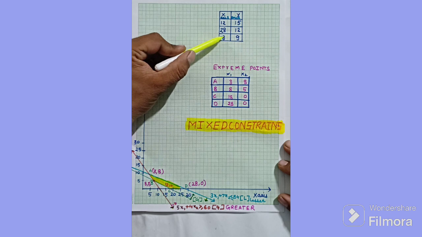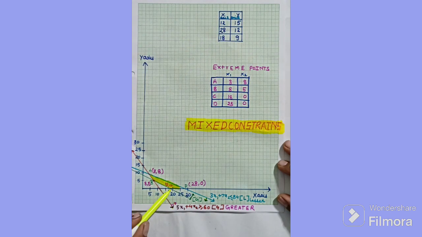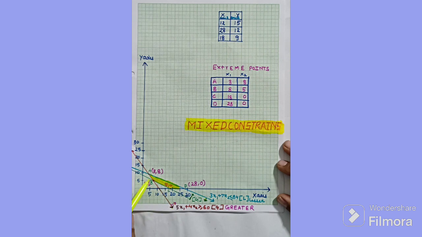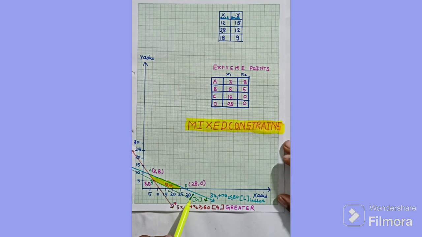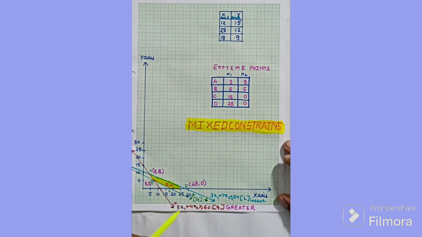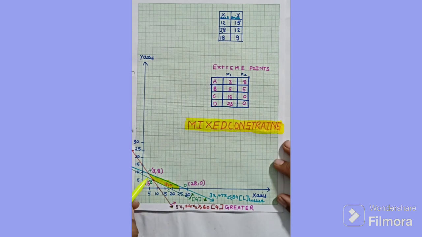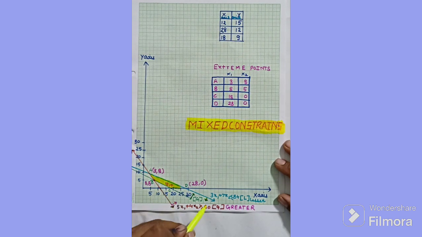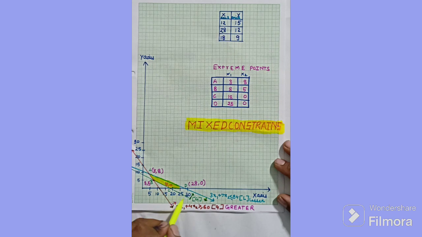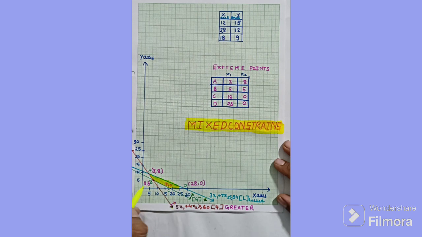Now here it is 18 and 9. I have just drawn the line from 18 on the x-axis to 9. The value is greater. I have not written the equation here, so I have put the arrow towards the upper side. So we can find the feasible region. This is for the lesser and this is for the greater. So this will be our feasible region, and the points we can find out.